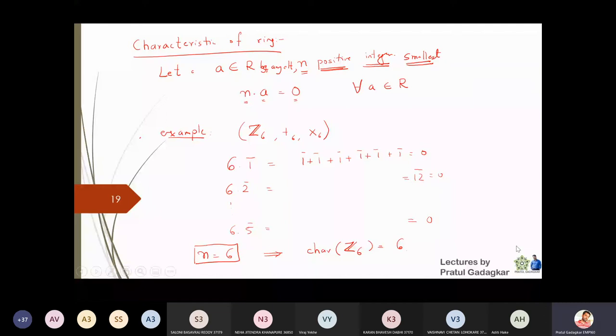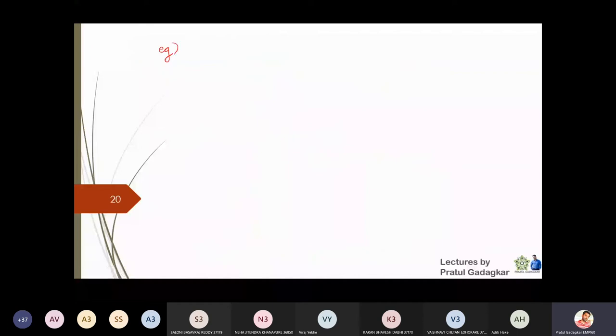It may happen that sometimes in a ring, you may not find such a number satisfying this property. What is an example? Just consider the set of integers. Can we find a number n such that n into any integer is 0 for all integers a? So n into 2 is 0, n into 3 is 0, n into 4 is 0, everything is 0. But this number should not be equal to 0; it must be a positive number. Can you find such a number? The answer to that question is no, we cannot find such a number.